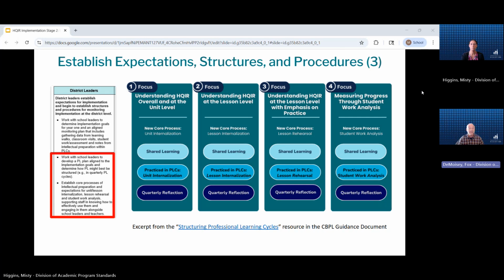An important side note: leaders engaging alongside teachers is critical in order to emphasize the importance of this work, to model the vulnerability this work requires, and to build the understandings leaders will need to gather good data and provide effective feedback. At the end of the first quarter, leaders would engage in quarterly reflection to determine if unit internalization has been successfully established. If so, the cycle would repeat for the remaining core processes: lesson internalization, lesson rehearsal, and student work analysis. And again, this is just one example of how professional learning can be structured based on some national models, but making sure there is a coherent structure to the professional learning provided is critical.